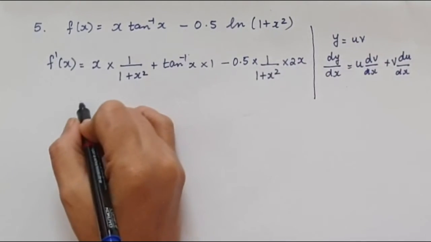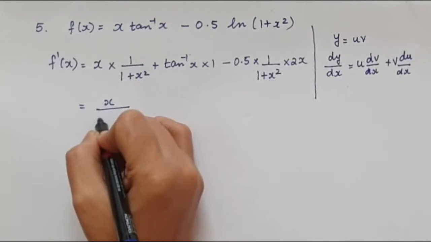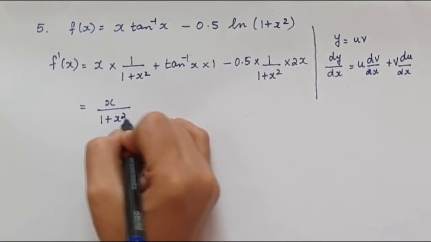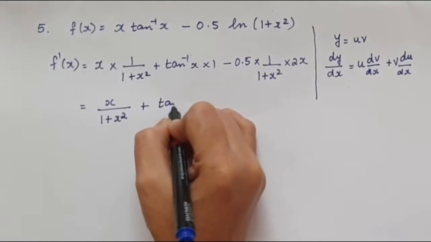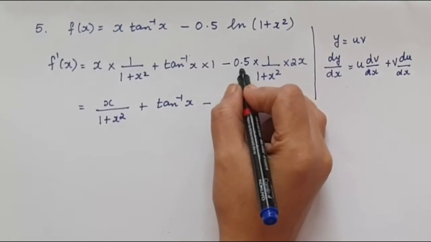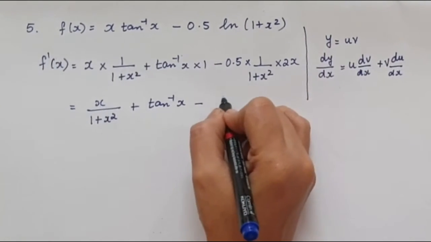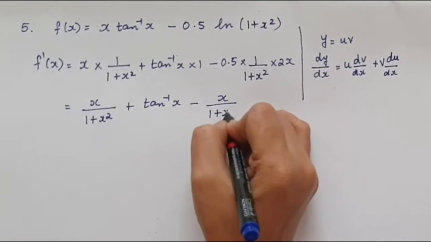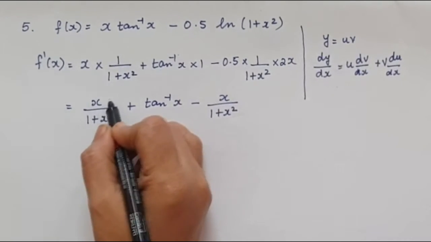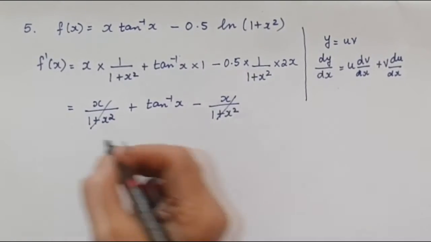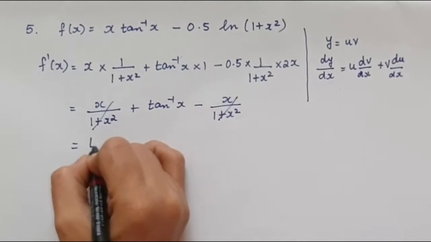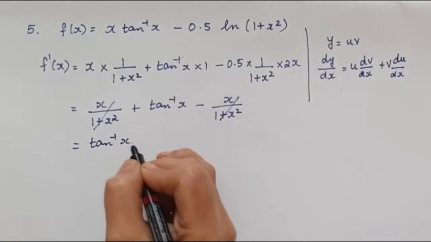So now we simplify this. This is x over 1 plus x squared plus tan inverse of x minus this is half. This half and 2 gets cancelled, so it will be x over 1 plus x squared. Now x over 1 plus x squared and x over 1 plus x squared, we can cancel it. So our answer will be equal to tan inverse of x.